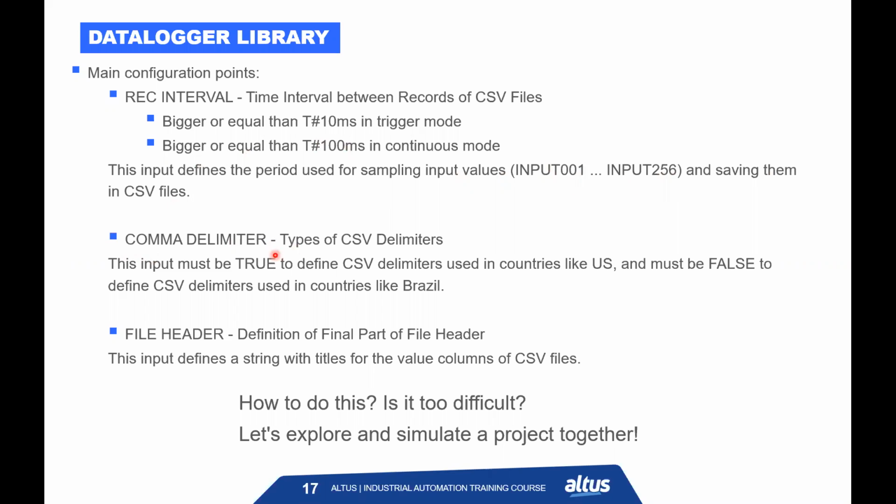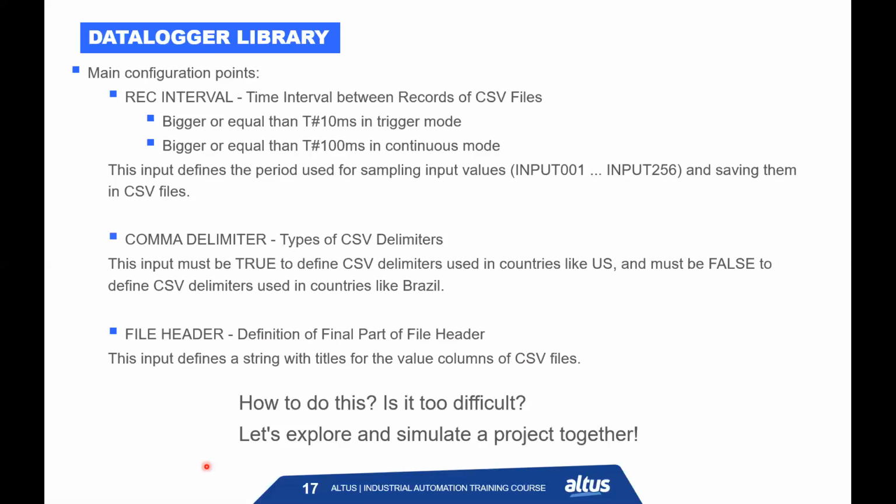Comma delimiter. This must be true if the defined CSV delimiter is used in countries like the US, where it's a comma delimiter, and must be false to define the CSV delimiter used in countries like Brazil. So it's just a configuration about the file that we are creating. And file header, definition of the first part of the file. This input defines a string with titles for the value columns of CSV files.